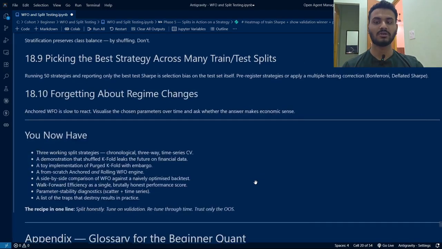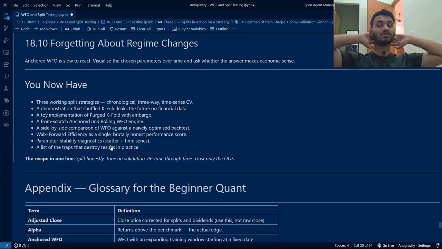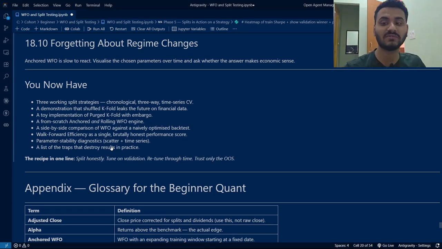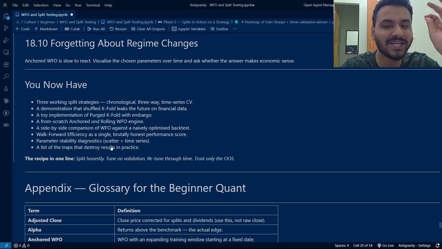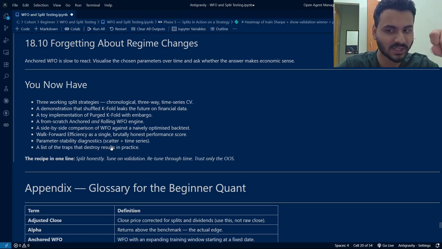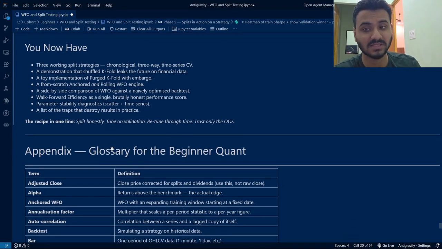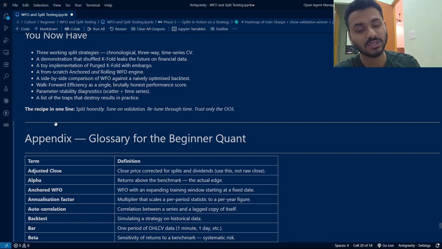Now, what do you have? Three working split strategies, chronological, a three-way time series split, a demonstration of how shuffled K-fold leaks the future on financial data, a toy implementation of purged K-fold with embargo, a brilliant methodology for ML. A from-scratch anchored WFO engine, a side-by-side comparison of WFO against a naively optimized backtest, walk forward efficiency, parameter stability diagnostics, and a list of traps that can destroy results in practice. The recipe in one line: split honestly, tune on validation, retune throughout time. Trust the out of sample only.